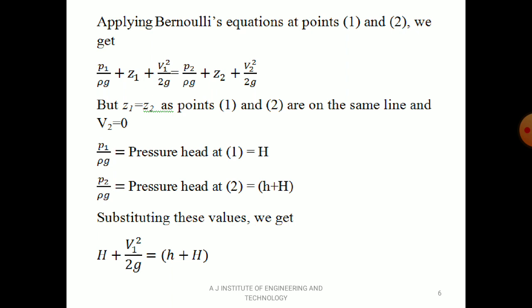Substituting these values, we get capital letter H plus V1 square divided by 2G, that is equal to small letter h plus capital letter H. So in place of P1 divided by rho g, we substitute capital letter H, and in place of P2 divided by rho g, we substitute small letter h plus capital letter H. But V2 square divided by 2G is equal to 0 because V2 equal to 0. The kinetic energy at point 2 is equal to 0. So H plus V1 square divided by 2G is equal to small letter h plus capital letter H.